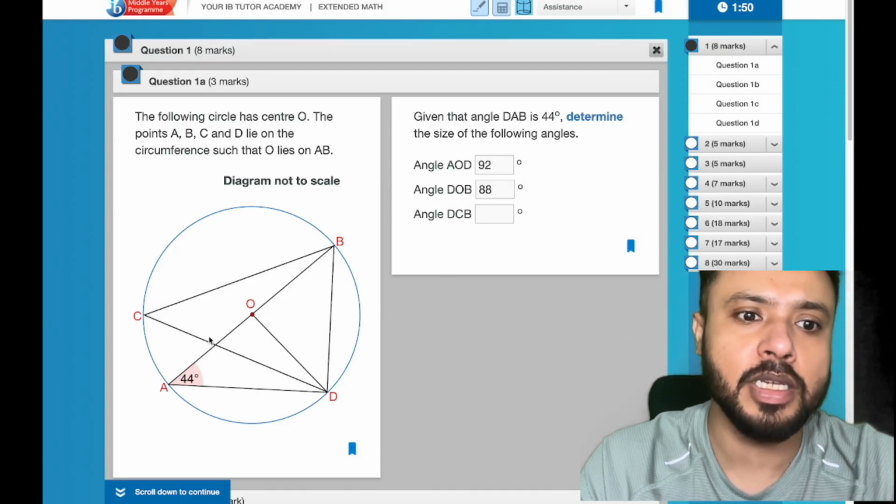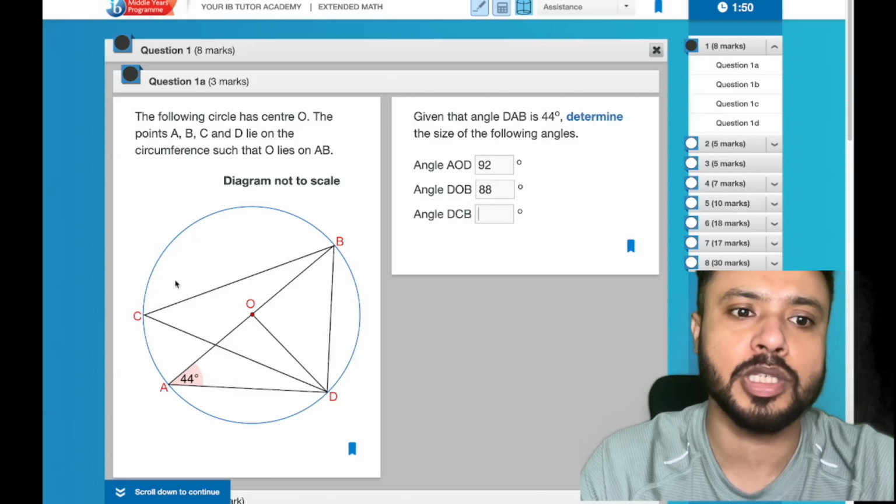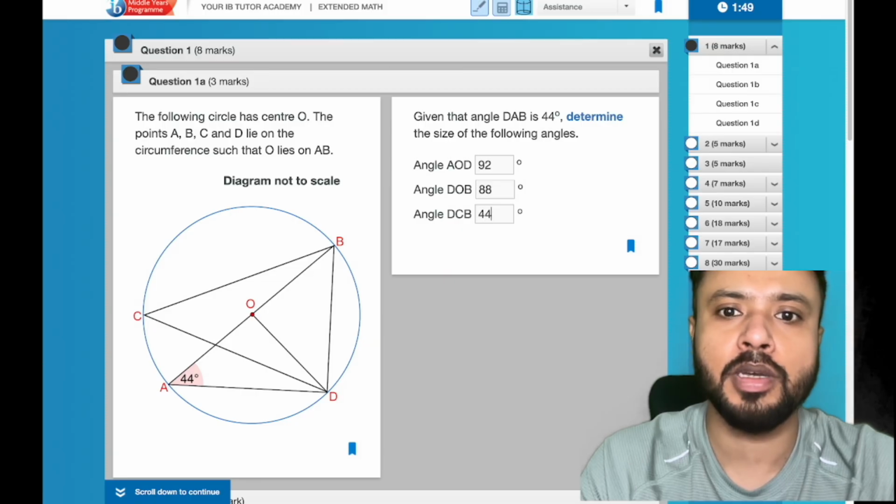Now next is angle DCB. So angle DCB and angle BAD, you need to understand here they're on the same segment. So angle DCB would be 44 degrees.